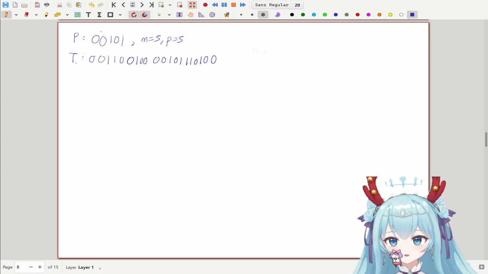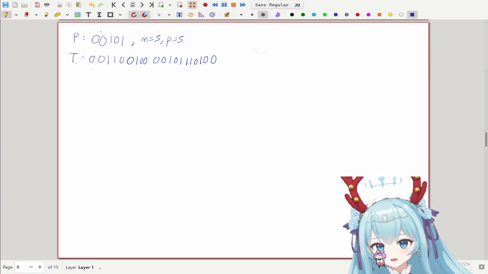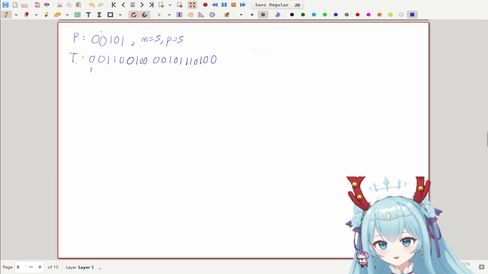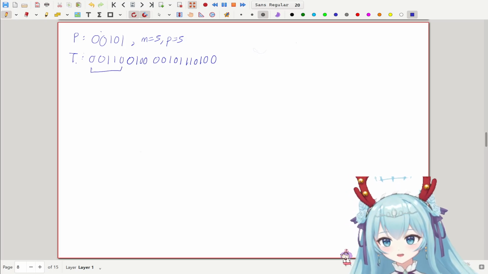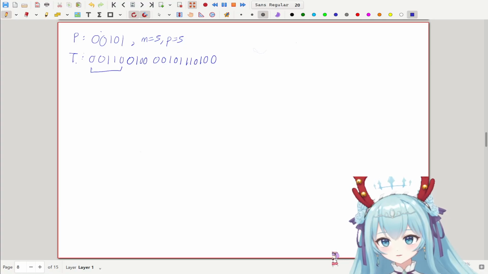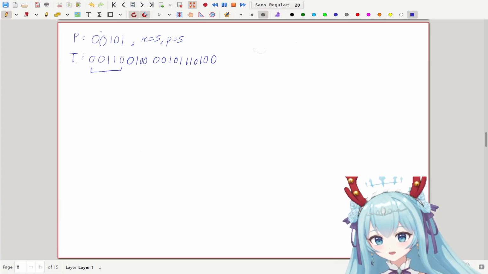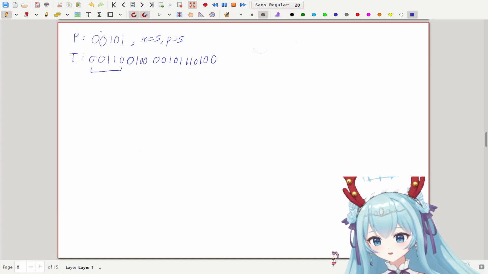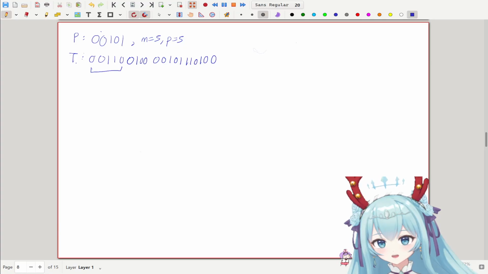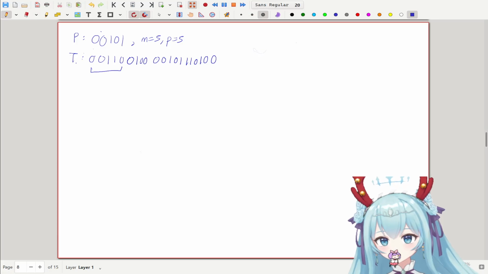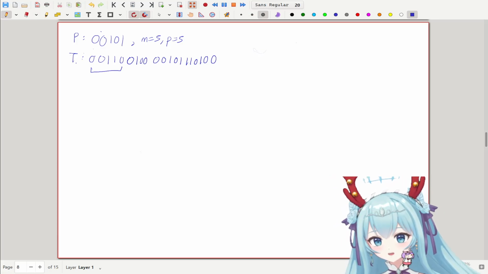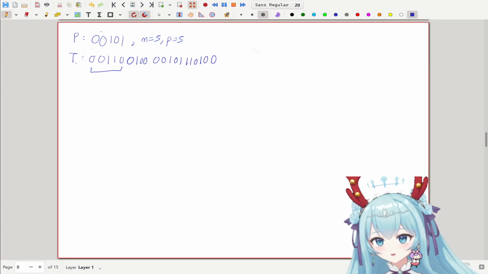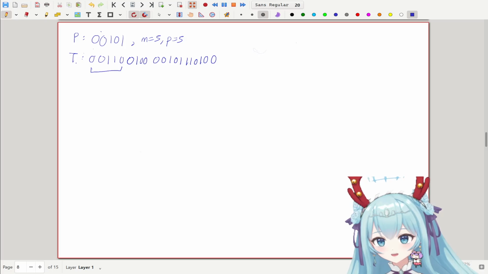Okay, so similar to the naive algorithm, we start with the first window over here. And remember, the length of the window is always equal to m, so it's always 5 characters. So we compare, and then instead of comparing each character, this against this, this against this, and so on and so forth, we don't need to do that. All we need to do is calculate the value of small p, which we have over here, and small t.